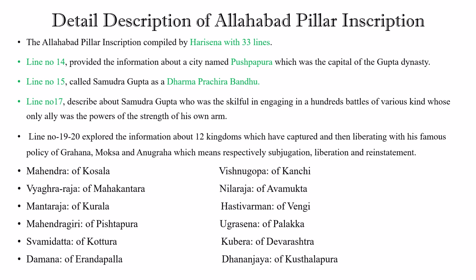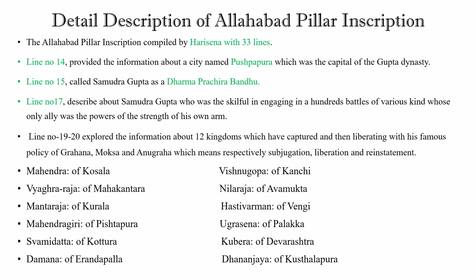Now we see the detailed description of the Allahabad pillar inscription, which is the most important feature of the pillar. The Allahabad pillar inscription was compiled by Harisena with 33 lines. But a few lines of the inscription were totally damaged by natural causes, and now only some of the lines survive. Here I discuss some lines which provide crucial information about Samudragupta as well as the Gupta dynasty.